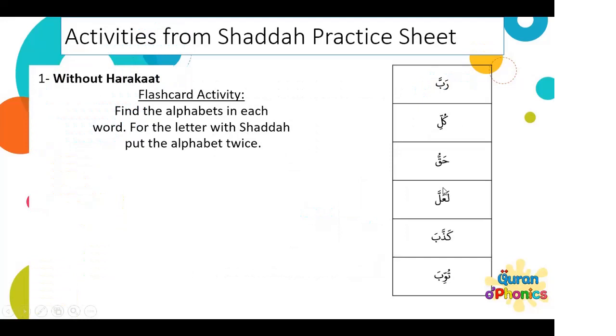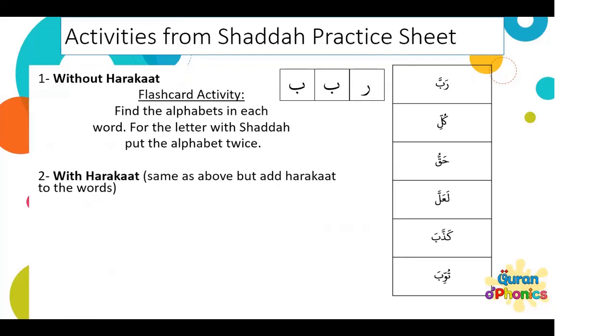Right. So some activities from the Shadda practice sheets. First of all, you can choose words from the practice sheet, like for example, Rabba. And you ask the child, can you make this with flashcards? So they ignore the harakat, but they just make the alphabets in the word like this. They'll find the Ra, then ba again. So these are the alphabets which are in this word.